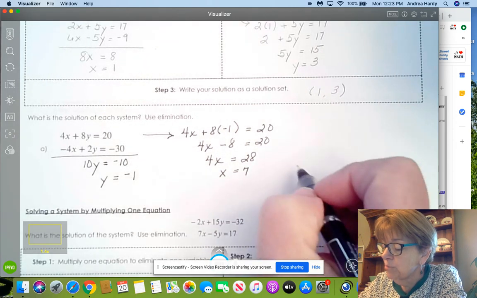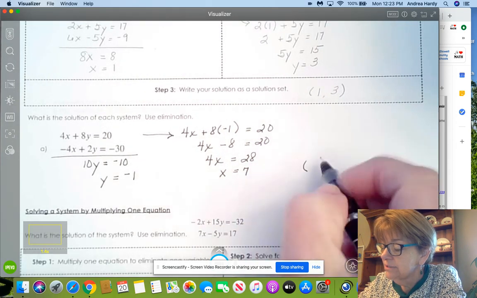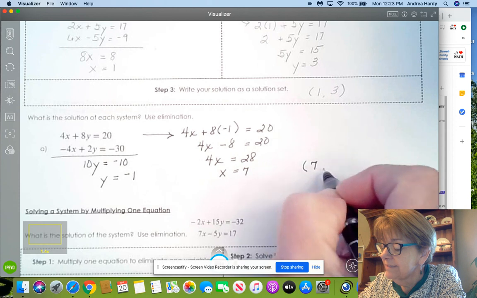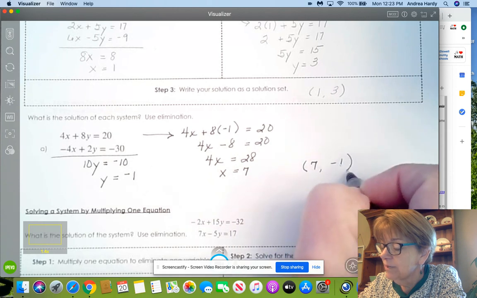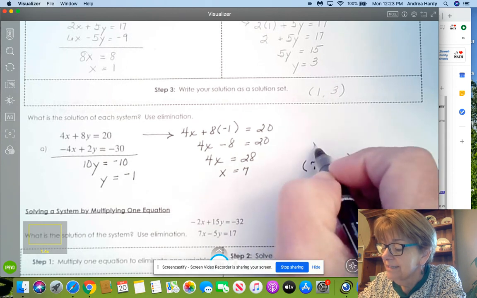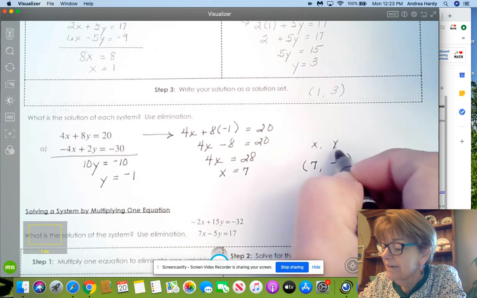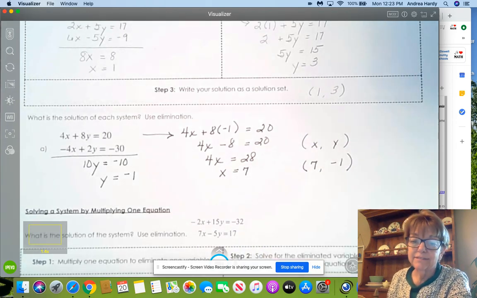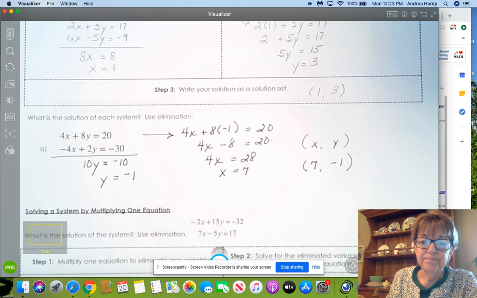The last step was write it as a solution set. My x value is 7. My y value is -1. Always write your x value first, then your y value, even though I didn't solve them in that order.